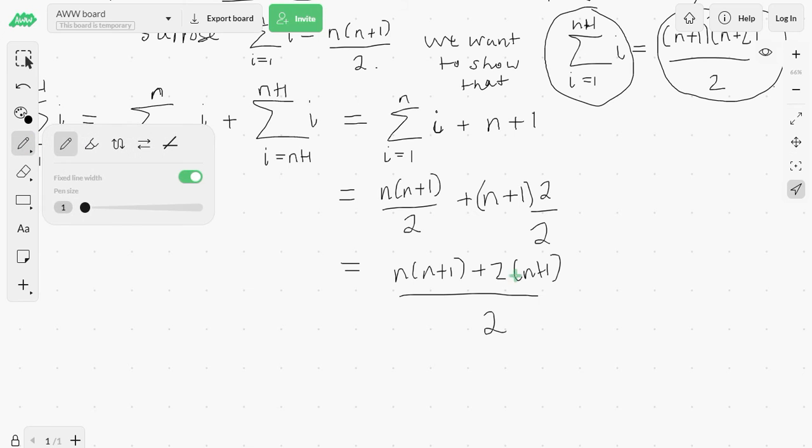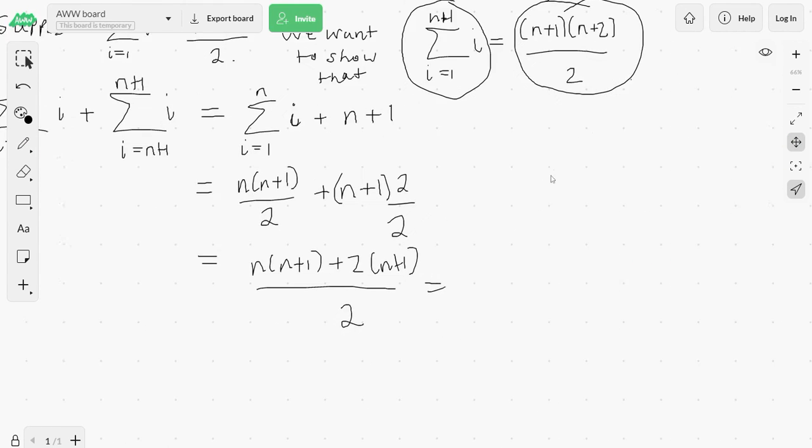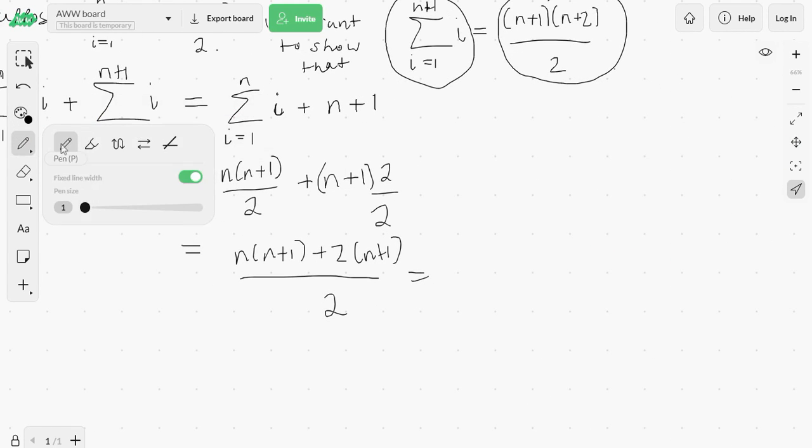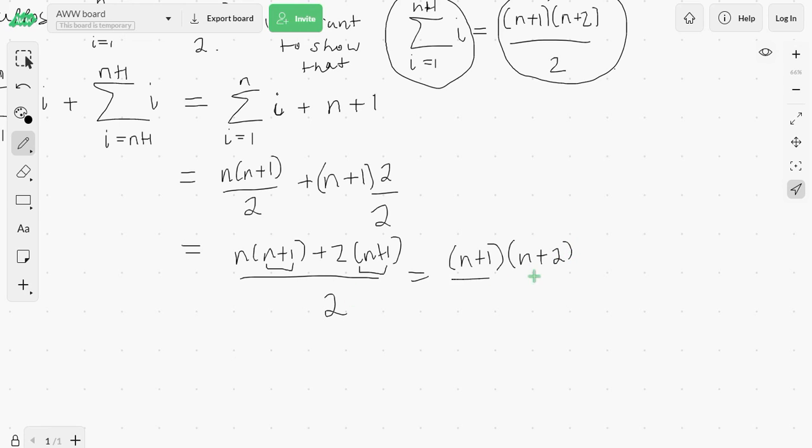Now this is actually just equal to, let's think, well, we can factor out an n plus 1, right? And n plus 1 is in common between these two terms, so we can factor that out. And we get n plus 1 times, and then what's left over? We have n and then a plus 2. And then of course that's still all over 2.